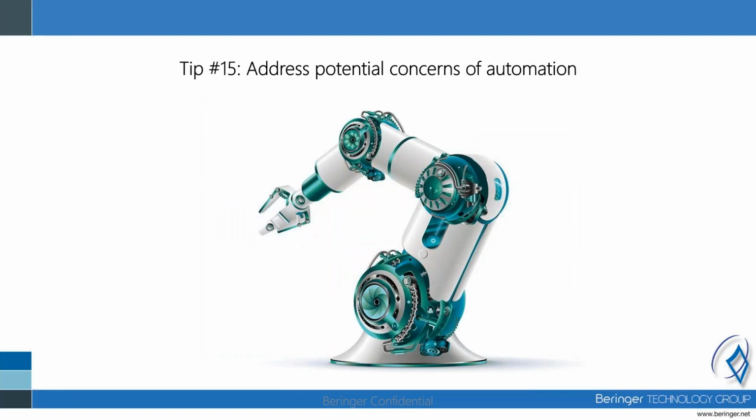Tip number 15, address potential concerns of automation. Users might balk at learning a new system if they think it might replace their job or devalue their work. If automation will redefine their role, users need to understand precisely how they will fit in and what their responsibilities will be. Demonstrate how the new system will benefit them specifically and how their effective use of the application will make their work more productive and fulfilling.